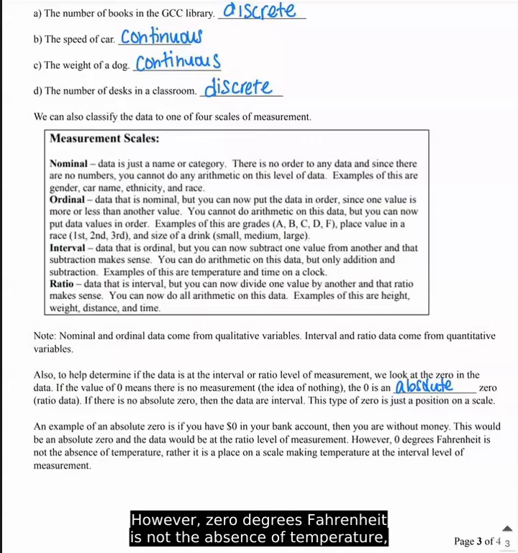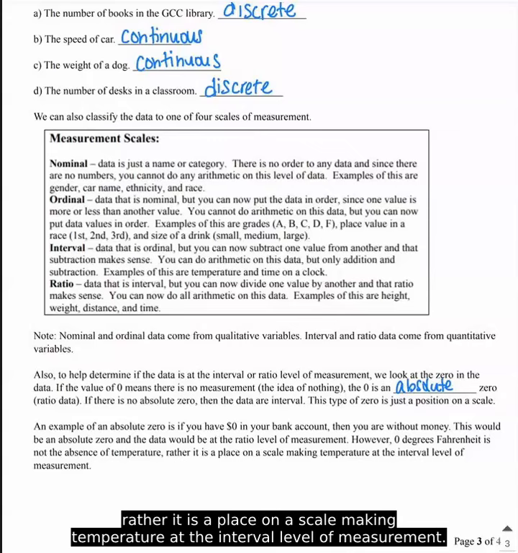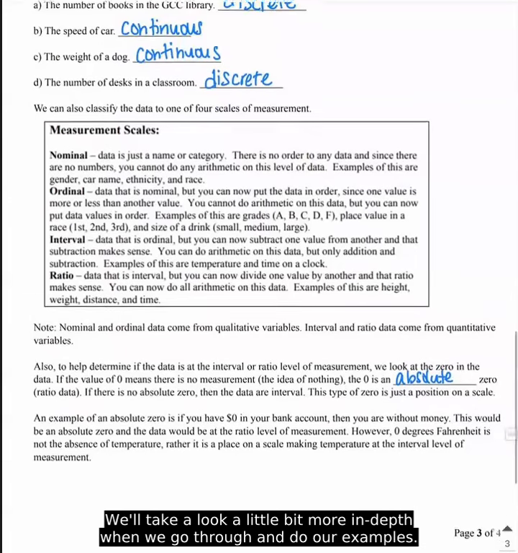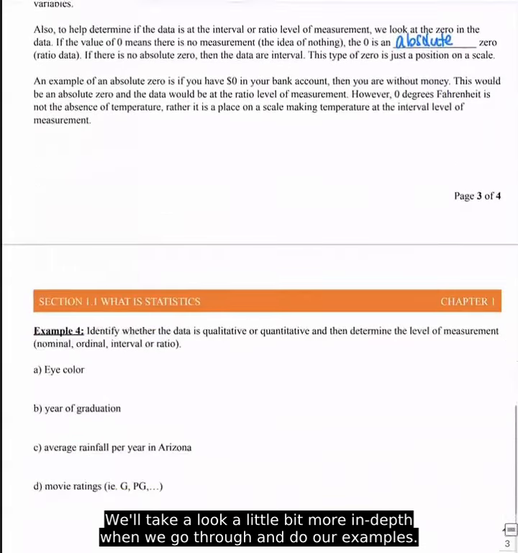However, 0 degrees Fahrenheit is not the absence of temperature, rather it is a place on a scale making temperature at the interval level of measurement. So we'll take a look a little bit more in depth when we go through and do our examples.